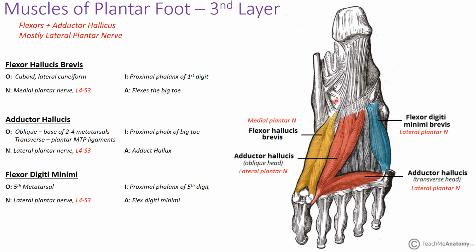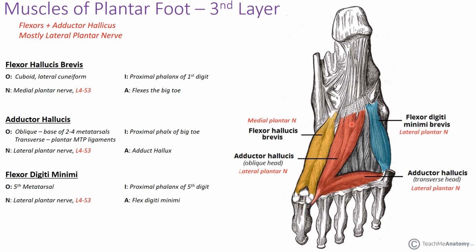So the origin of the flexor hallucis brevis is going to be the cuboid and the lateral cuneiform. It is going to insert into the proximal phalanx of the first digit, and here within these tendons you have some bones called the sesamoid bones. It is going to be innervated by the medial plantar nerve. It is the only muscle in this layer innervated by the medial plantar nerve. It helps us on the medial aspect of the foot. And its primary action is going to be to flex the big toe.